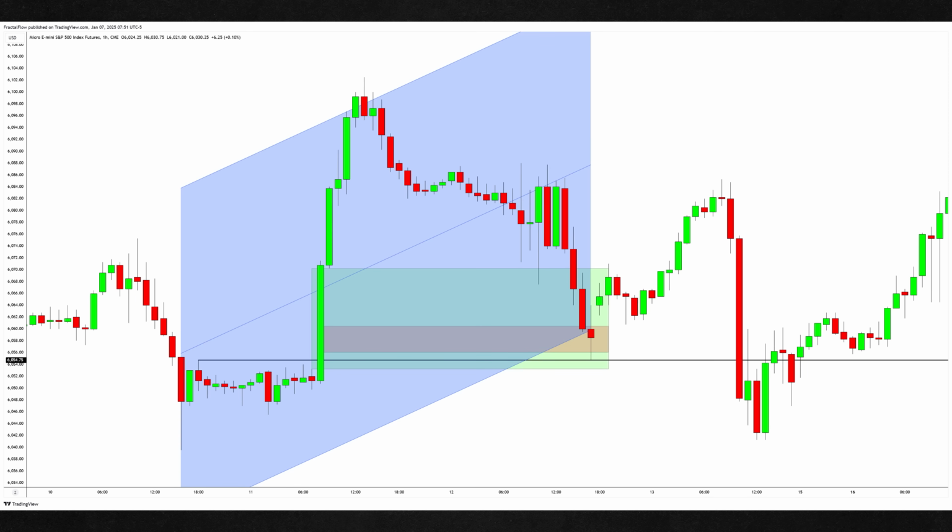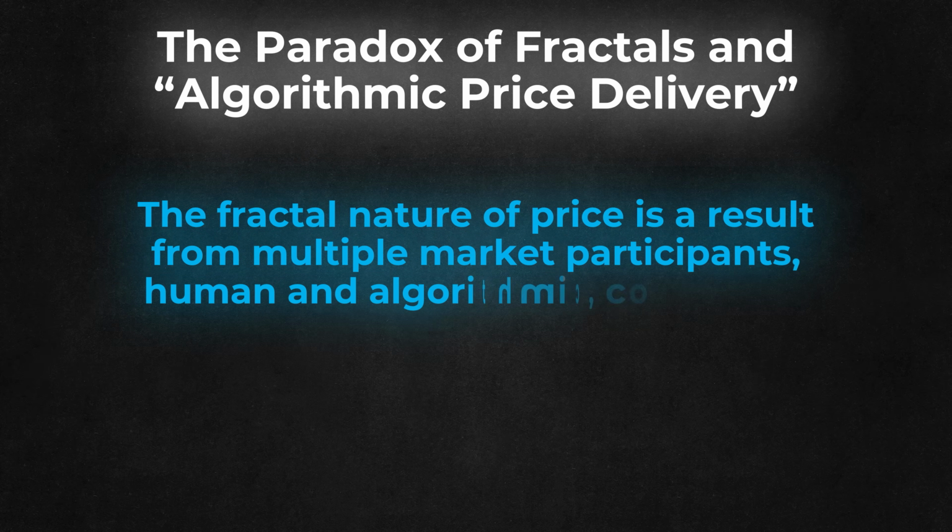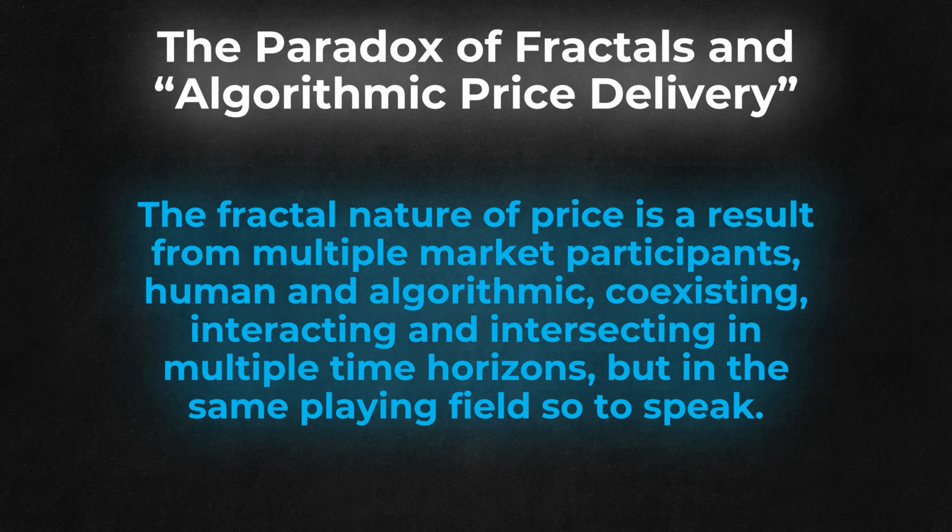Like it was stated before, fair value gaps are born of the intersection between auction market theory and the idea that markets are fractal, and you see many ICT traders accepting price is fractal. However, this goes in direct collision with the idea that there is one algorithm behind price action. The fractal nature of price is a result from multiple market participants, human and algorithmic, coexisting, interacting, and intersecting in multiple time horizons, but in the same playing field, so to speak.